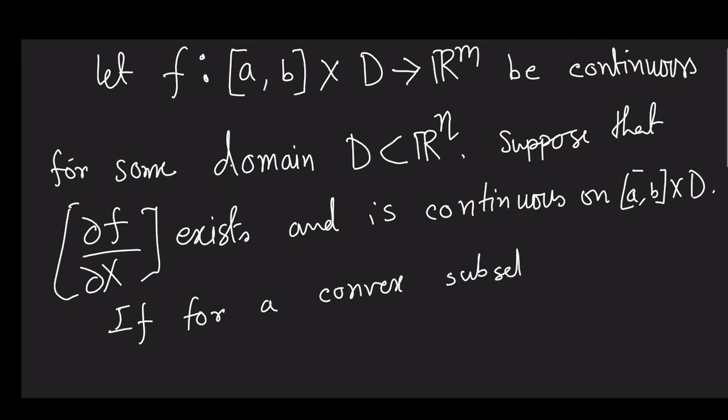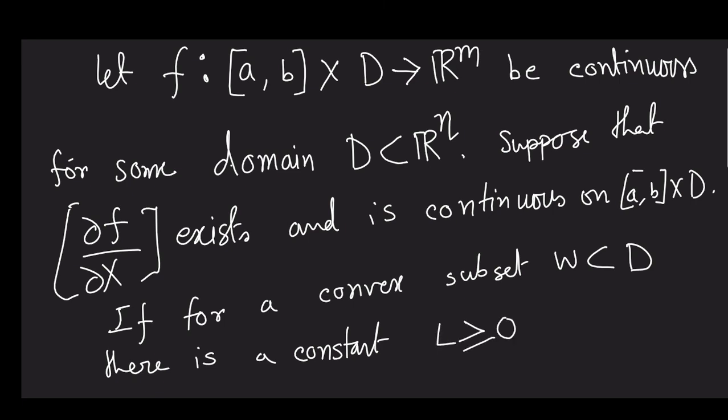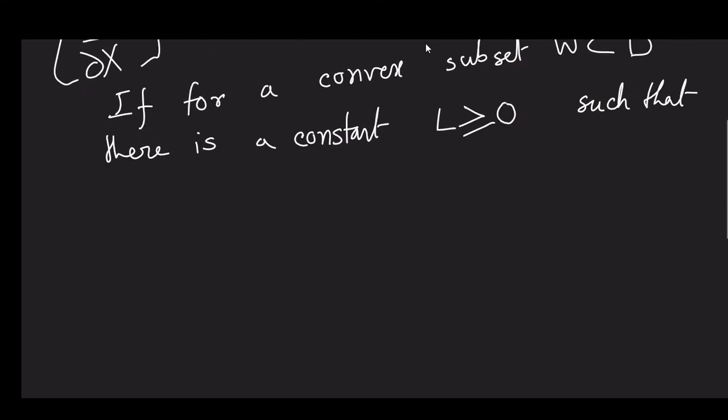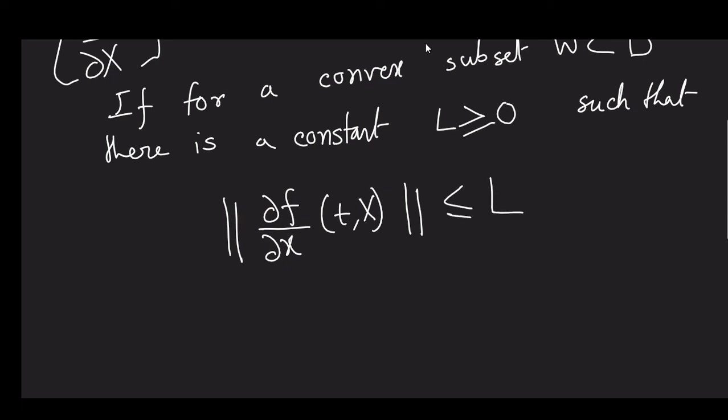Then we can go on to write our next line: that for a convex subset W, a proper subset of D, there is a constant L greater than or equal to 0 such that the norm of del f del x of t comma x is less than or equal to L on this region a comma b cross W. Actually, I wanted to cover the functional analysis part, but unfortunately, due to shortage of time, I can't do that.